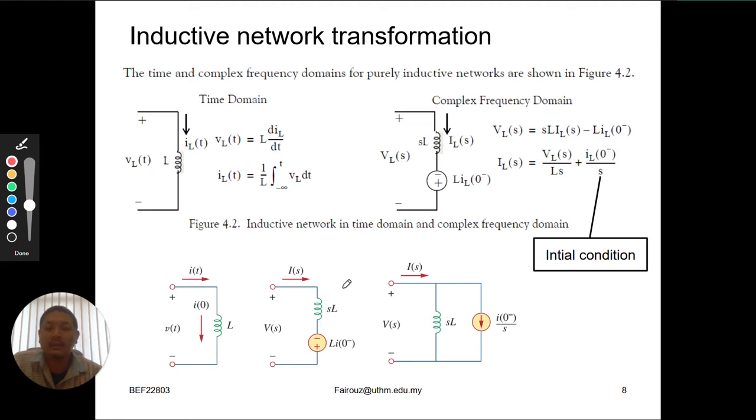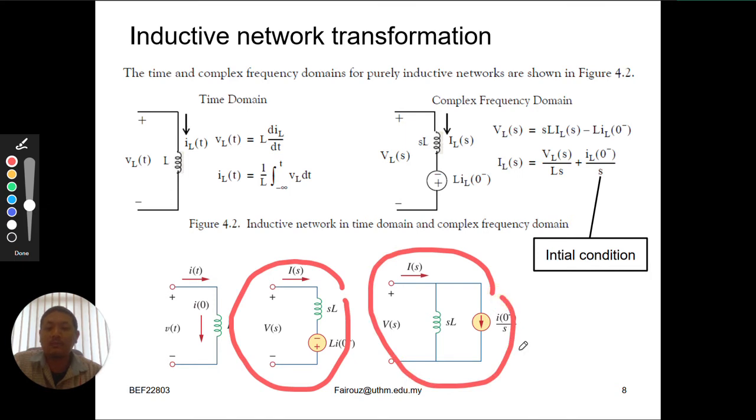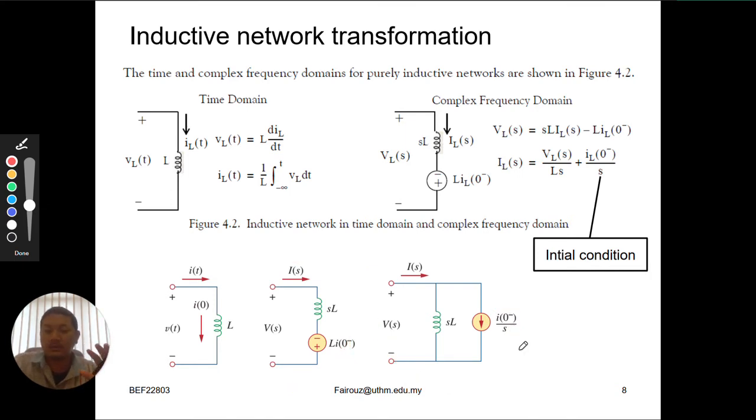You can either use this or use this, to suit the circuit, so that certain circuit it is easier to solve if you have these two components in series. On certain circuits, it is easier to solve if you have the components in parallel. All right, but both are similar, both are interchangeable. And regarding the initial condition, this is important.